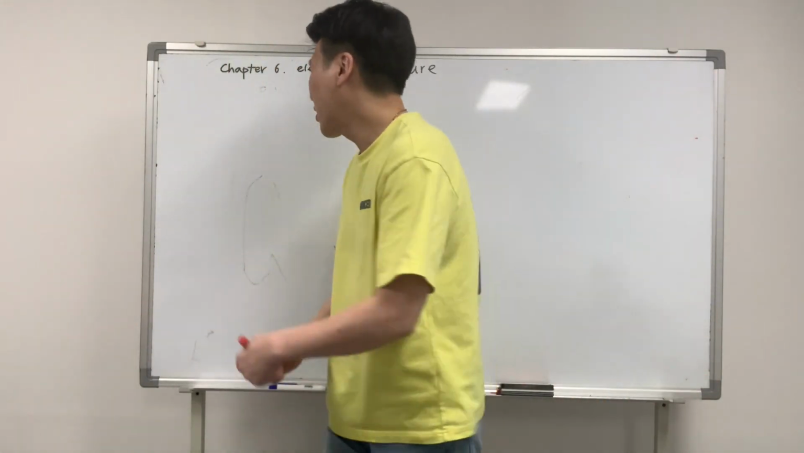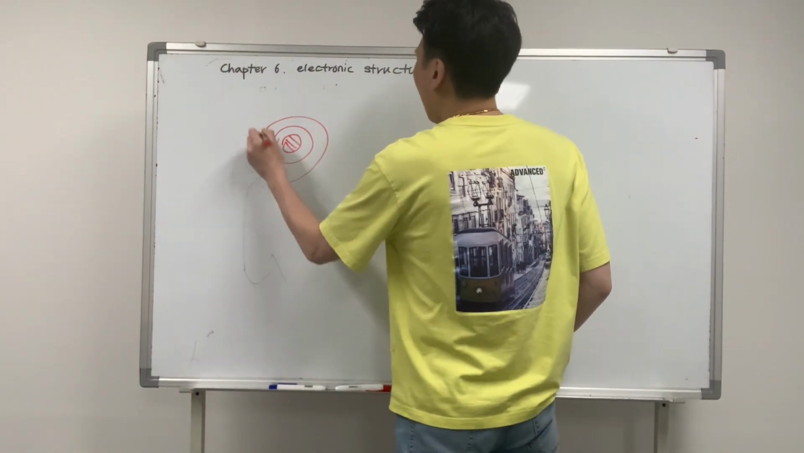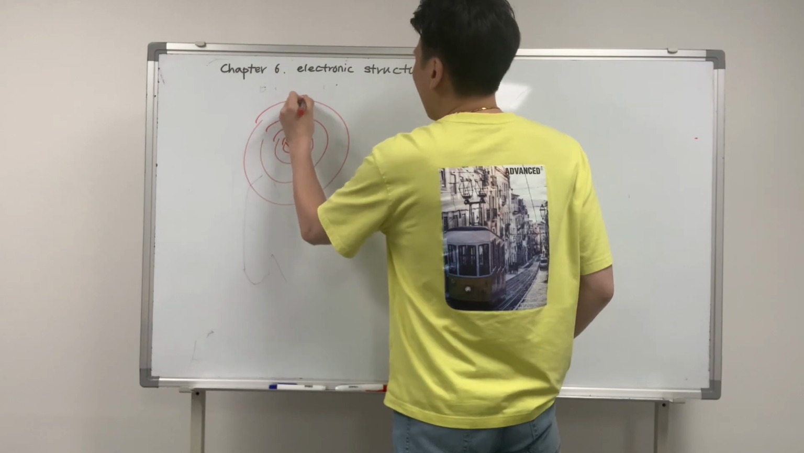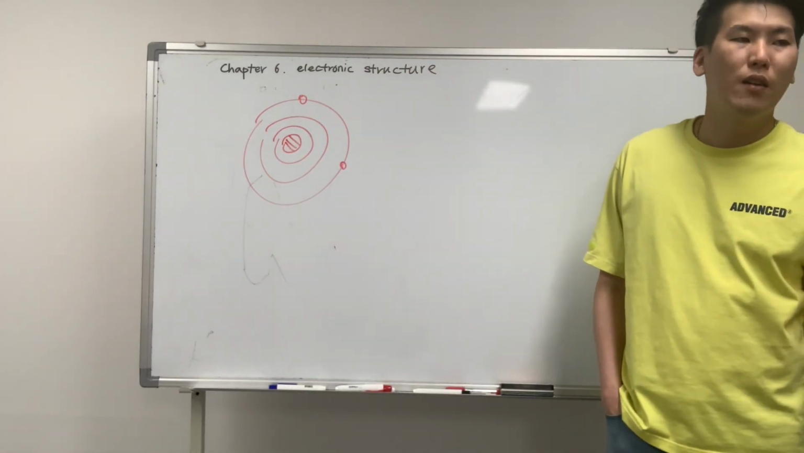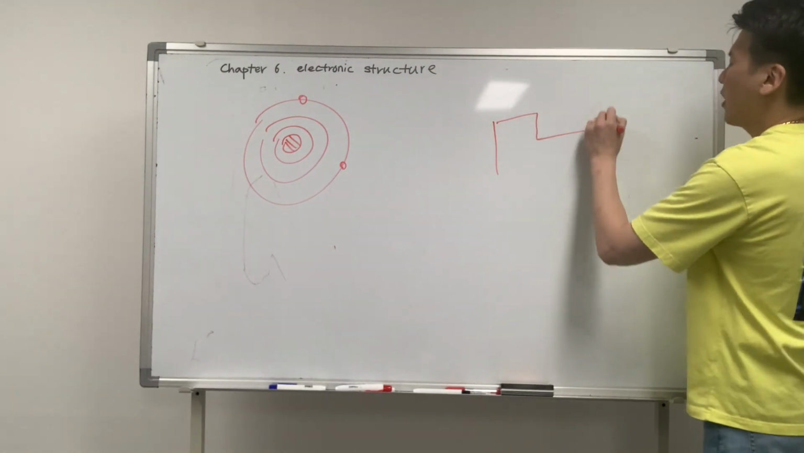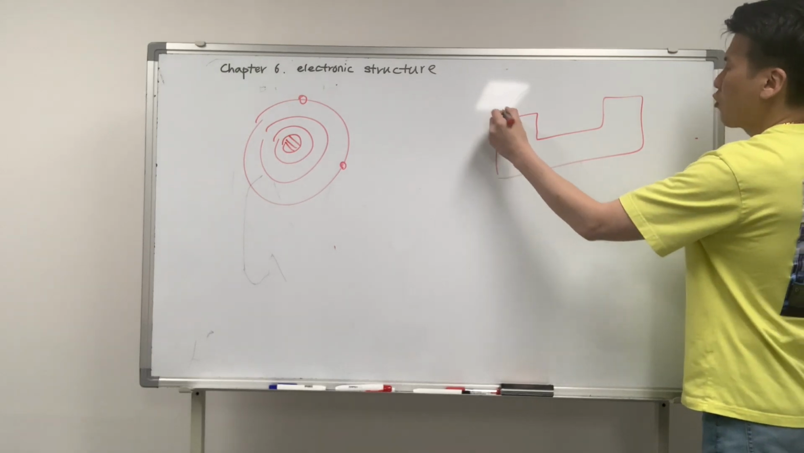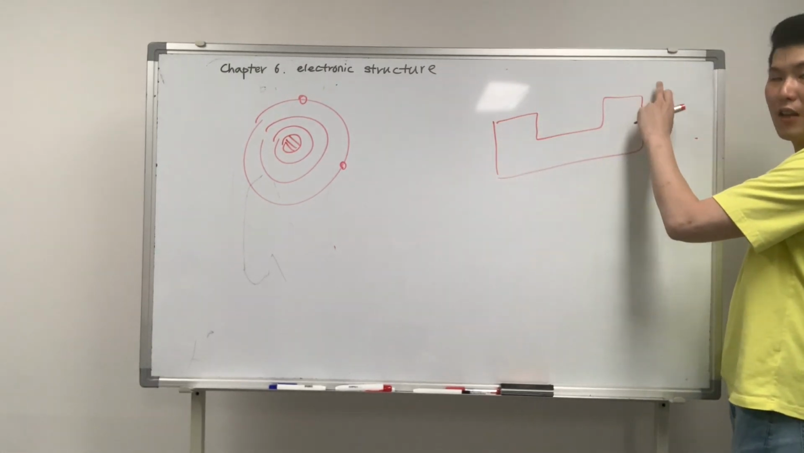So for example, just a random element. Say we have 3 energy levels, and I have 2 electrons like this. How many valence electrons do we have? 2. Okay. So do you remember this thing, guys? For each group, for group 1A to 8A, I said the top ones.